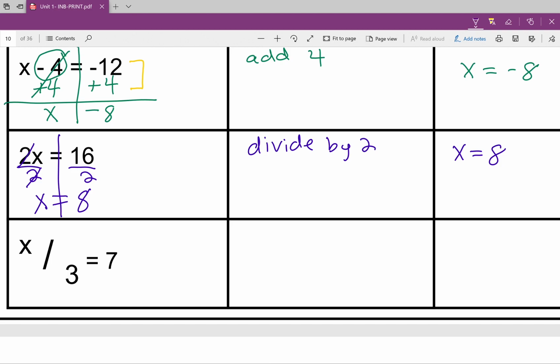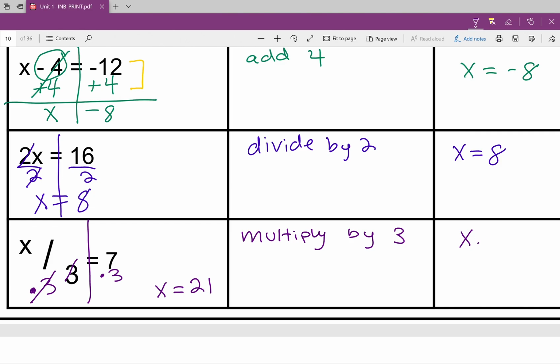this one says x divided by 3 is equal to 7. So we have to do the opposite of divide, which is to multiply. So we're multiplying by 3. Remember, the dot means to multiply. So when we multiply, these 3's cancel, and we are left with x equals 7 times 3, which is 21. So over here, our step was to multiply by 3 to get x equals 21.